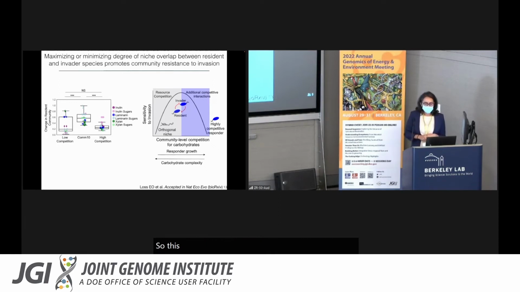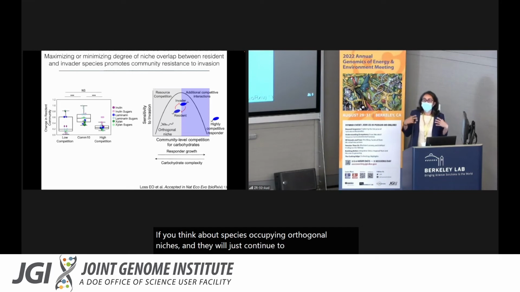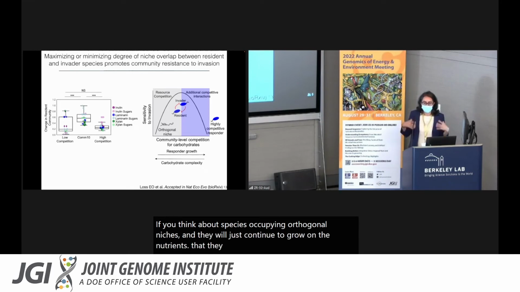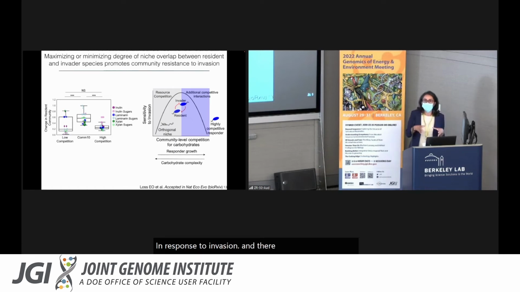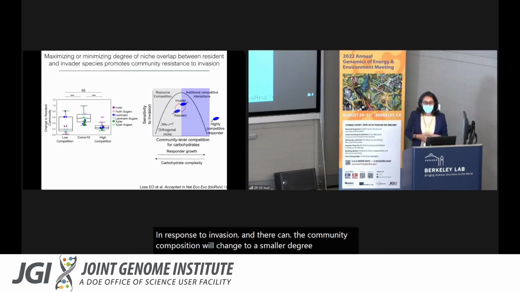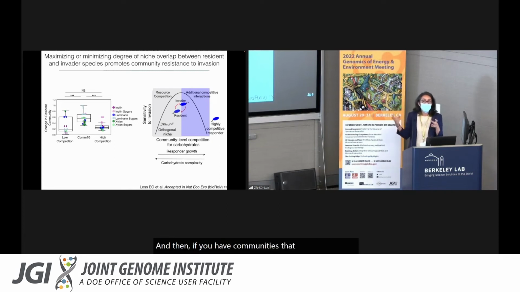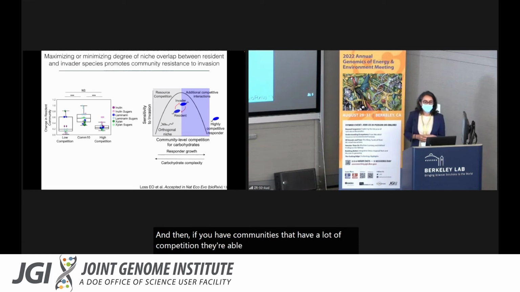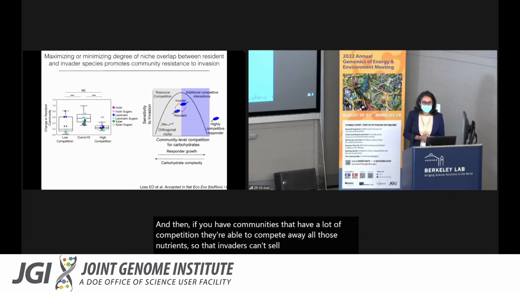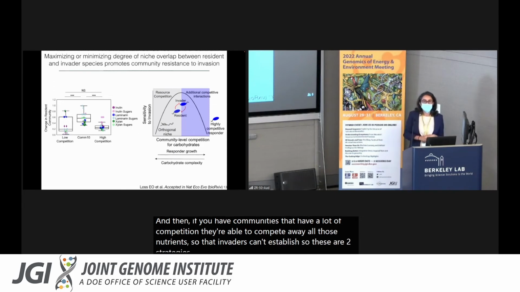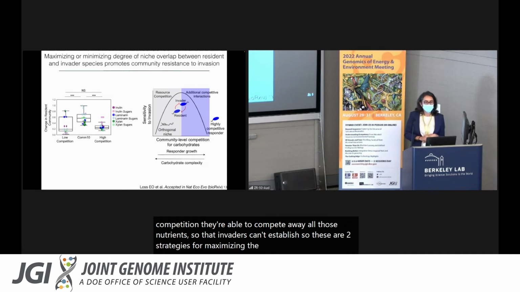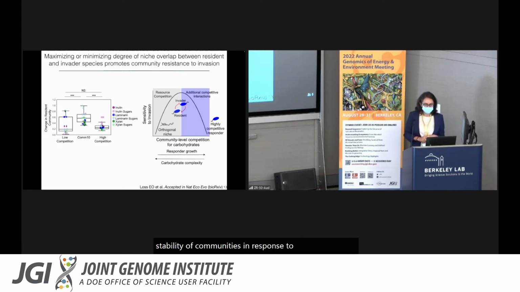This is a little bit intuitive if you think about species occupying orthogonal niches. They will just continue to grow on the nutrients that are present in the environment in response to invasion, and the community composition will change to a smaller degree. And then if you have communities that have a lot of competition, they're able to compete away all those nutrients so that invaders can't establish. So these are two strategies for maximizing the stability of communities in response to invasion.